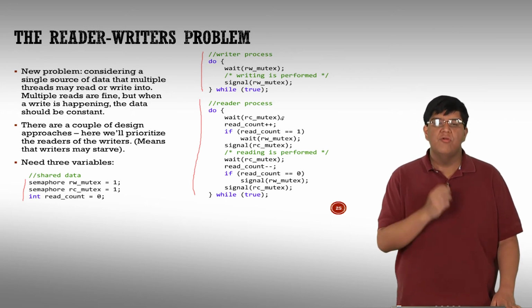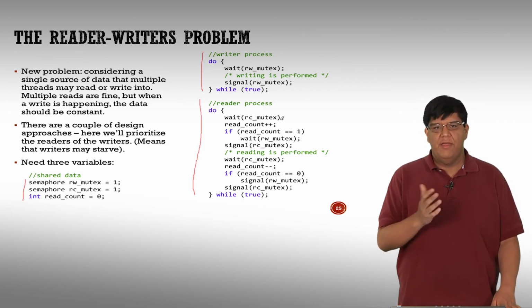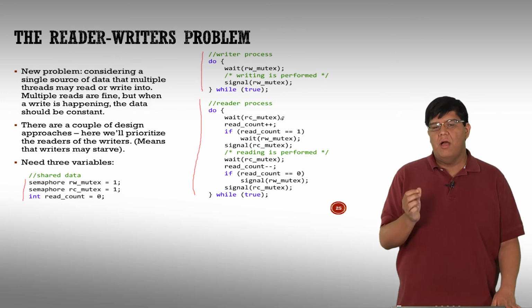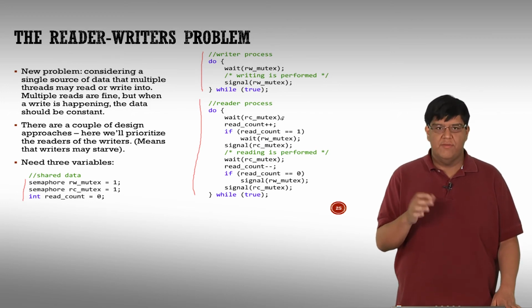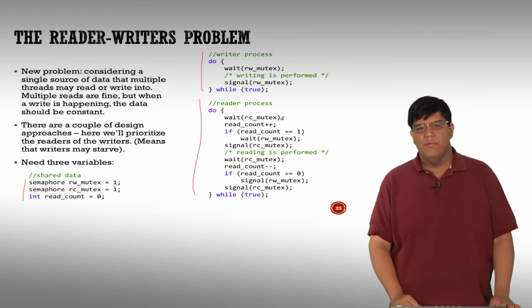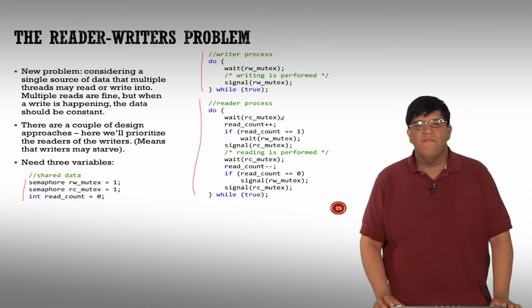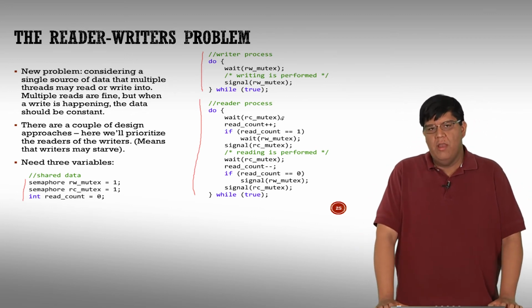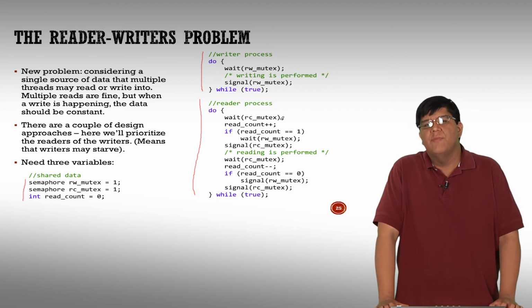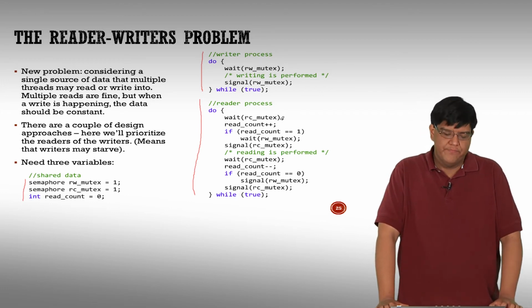So the first reader through grabs a lock on the file. And then we continue on. We release the lock on rc_mutex, so somebody else can go and increase that variable. Now that I've increased read count by 1, I have that rw_mutex in place, so I can go and do my stuff. I can read whatever I want.